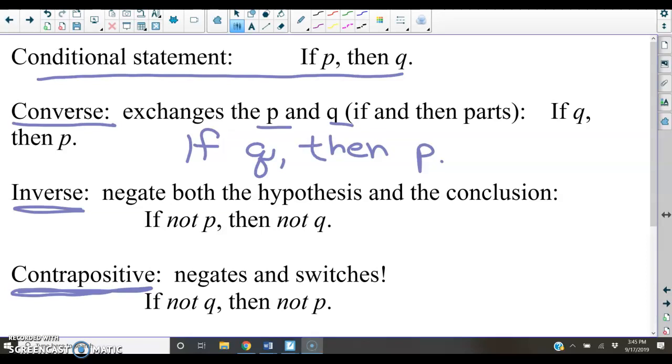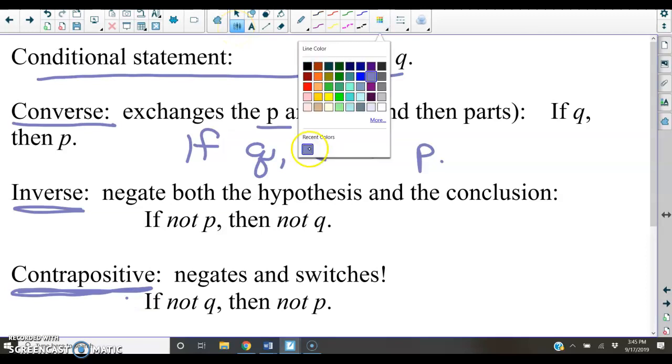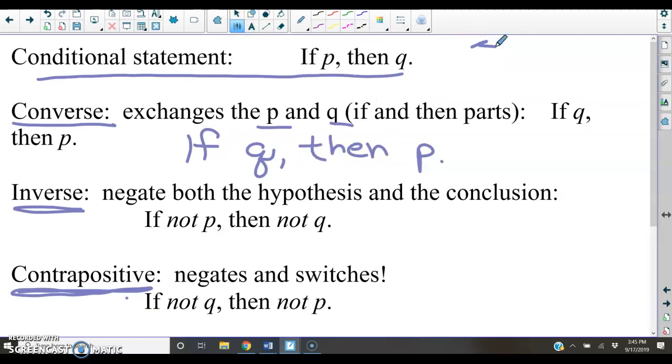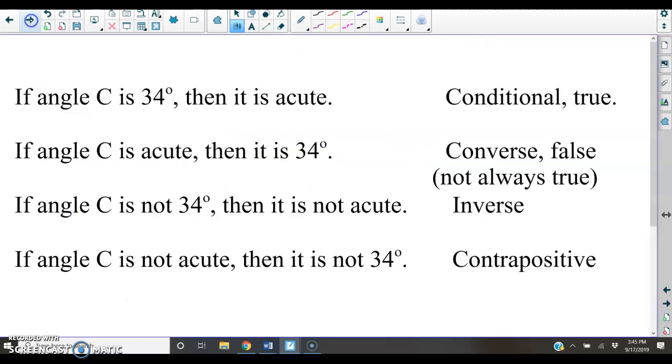The longest word, contrapositive, is going to have the biggest changes. So it negates and switches. If a cow is not black and white, then she is not a milk cow. There are also examples still on the board today, but they will get erased, so you might need to write them down in your notes too.